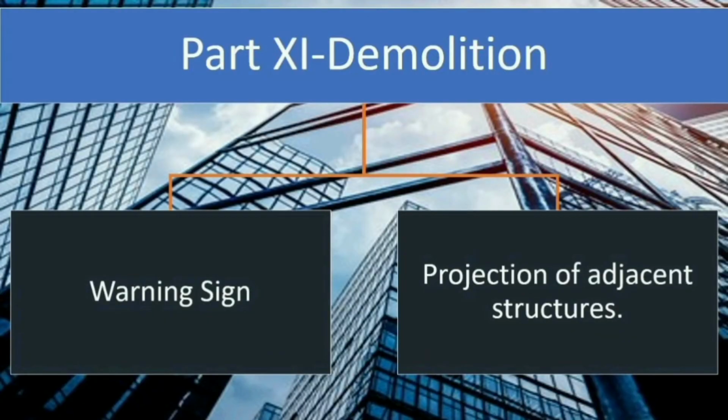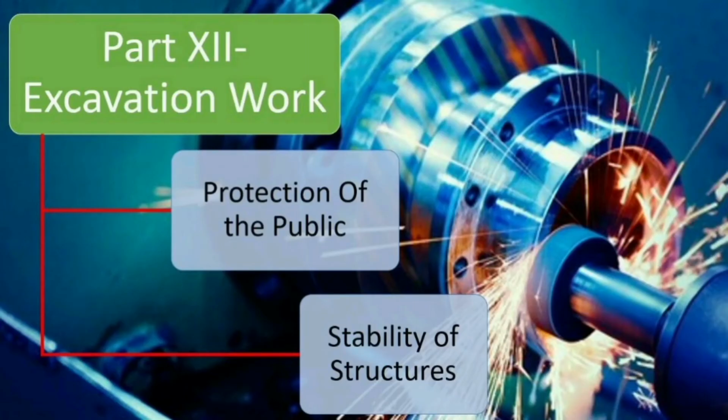For demolition, first, warning sign. A warning sign is a type of sign which indicates a potential hazard, obstacle, or condition requiring special attention. Some are traffic signs that indicate hazards on the road that may not be readily apparent to a driver. Second, projection of adjacent structure. Projection is often useful in presenting a proposed building to someone who is not familiar with the presentation in plan, section, and elevation drawings.